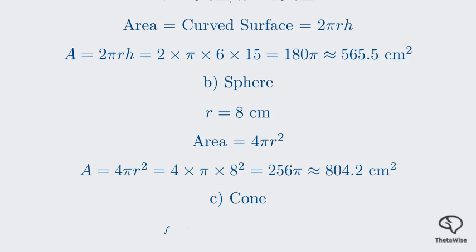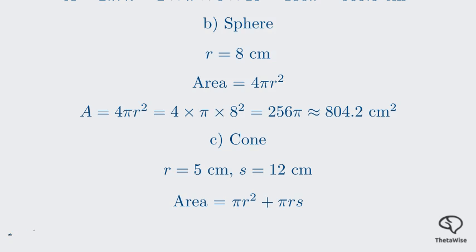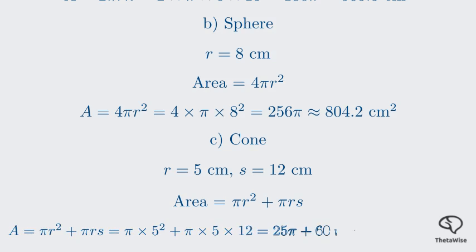Part C asks for the surface area of a cone with a base radius of 5 centimeters and a slant height of 12 centimeters. This is also a direct application of the cone formula. The total surface area is pi r squared plus pi r s. Substituting our values, we get pi times 5 squared plus pi times 5 times 12. This is 25 pi plus 60 pi, for a total of 85 pi, or approximately 267.0 square centimeters.